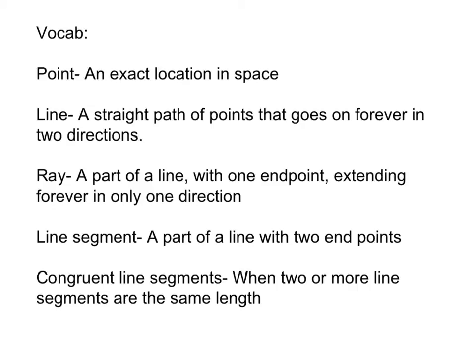We have point, an exact location in space. A line is a straight path of points that goes on forever in two directions. A ray is a part of a line with one endpoint extending forever in only one direction. A line segment is a part of a line with two endpoints. Congruent line segments are when two or more line segments are the same length. Take a minute and copy those down. We have one more page of vocab.